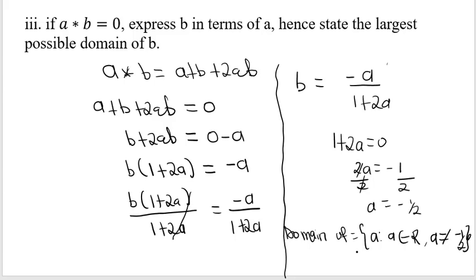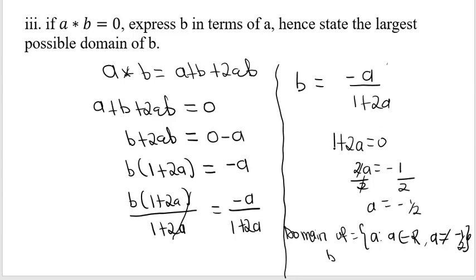So that is the domain of b, because any value will make this particular expression defined apart from -1/2. You can use your calculator to verify. Substitute -1/2 into this expression. The denominator is going to be 0. And if the denominator is equal to 0, then this function is undefined.